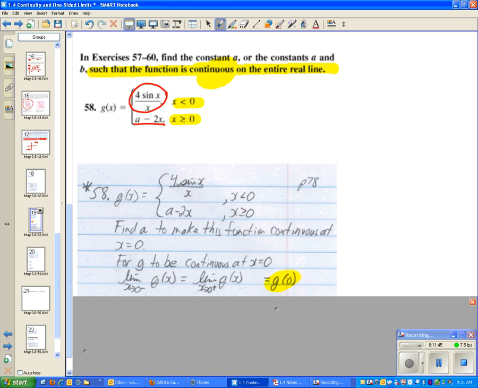So I could have written a step in there that said the limit of g of x as x approaches 0 equals g of 0.